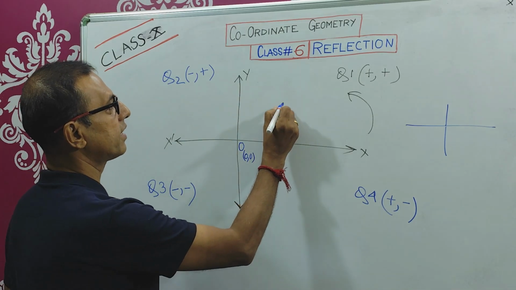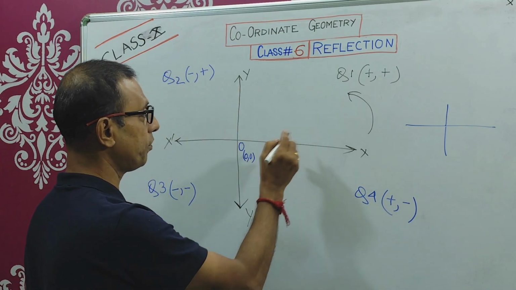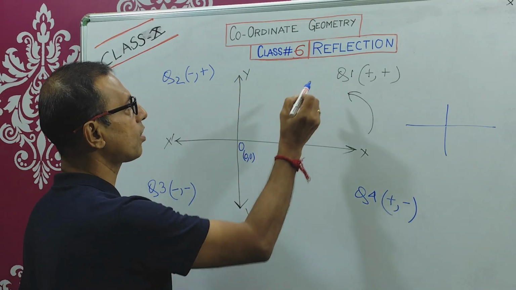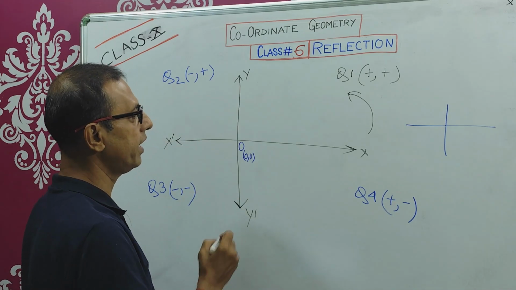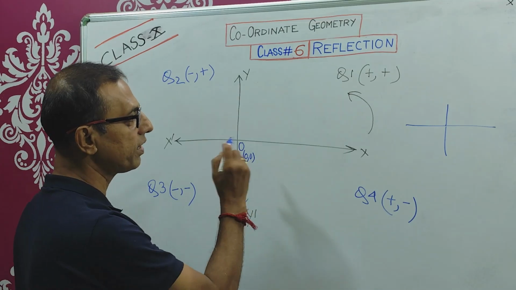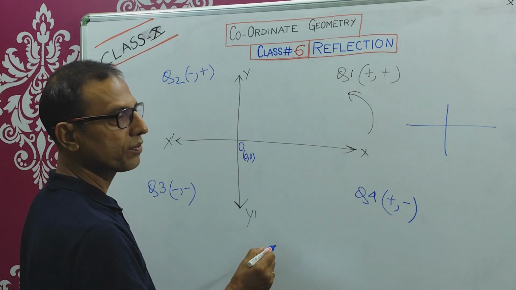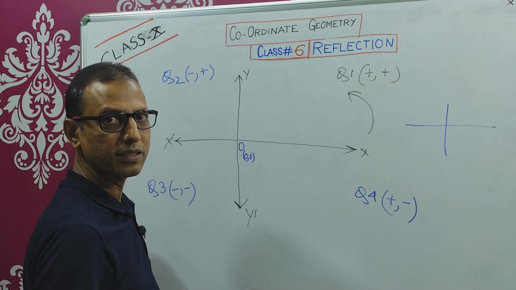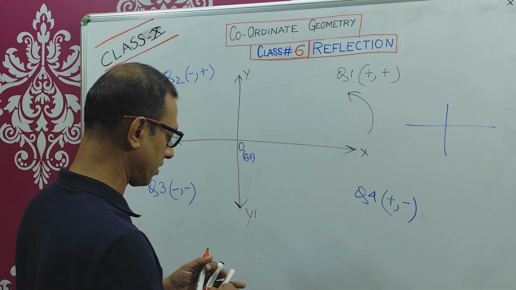If you don't have a fair idea about the quadrants and the plus or minus signs of the coordinates, then it's difficult to understand reflection and solve the problem. It's a very simple thing. For any point, whenever the reflection happens on the x-axis or y-axis, either the x value will change or the y value will change. Let's give an example.